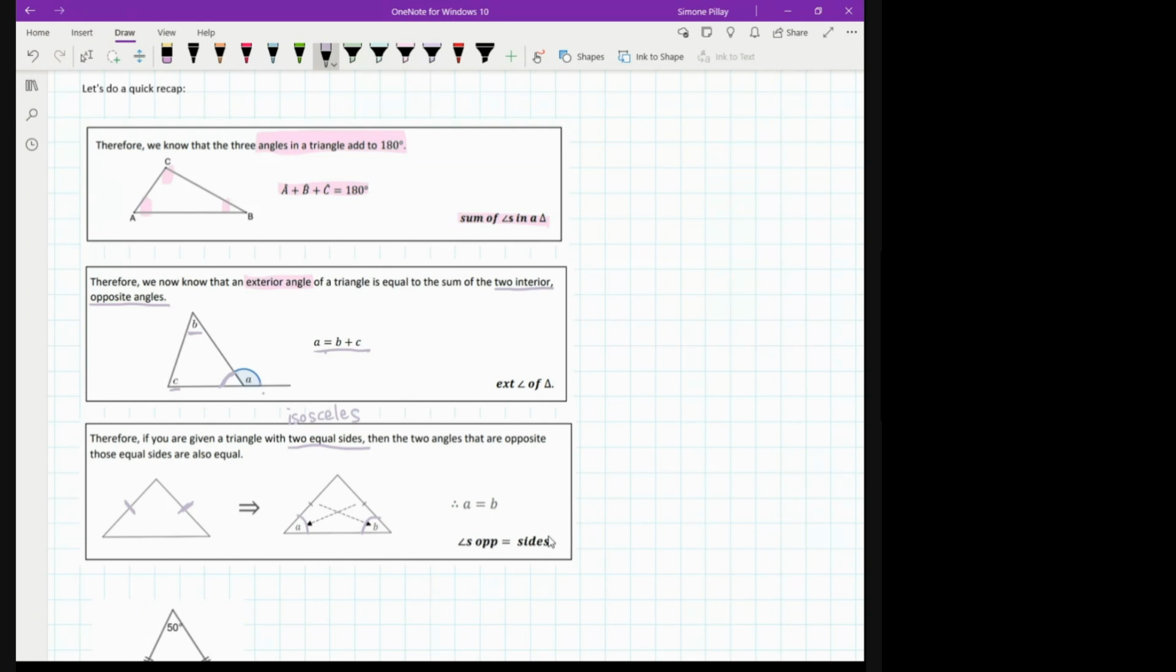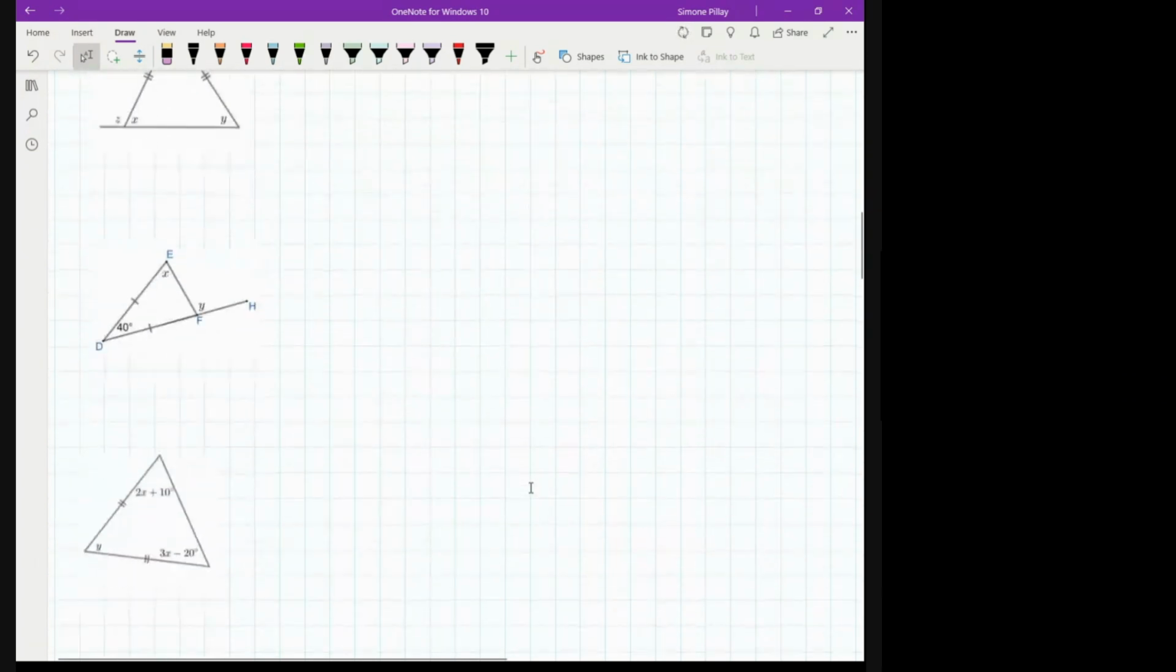Okay, now when we use this rule, our reason is going to be angles opposite equal sides. So you're not going to write out the full word equal, you're just going to put in a little equals sign and then sides. And of course, when we use rule number 2 that we learned over here, we are going to use exterior angle of a triangle. Okay, we should all be familiar with these rules.